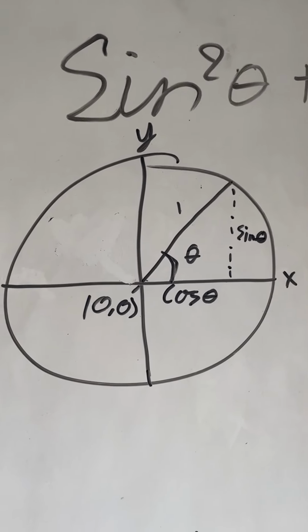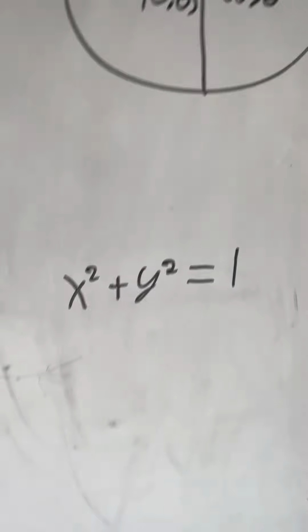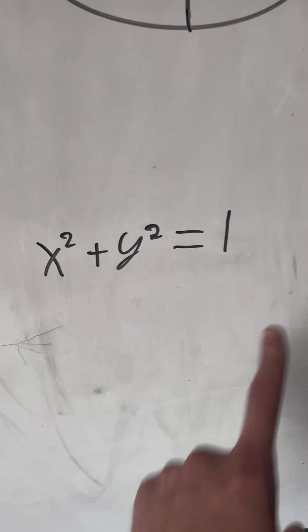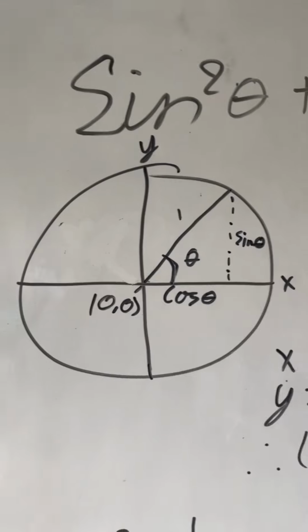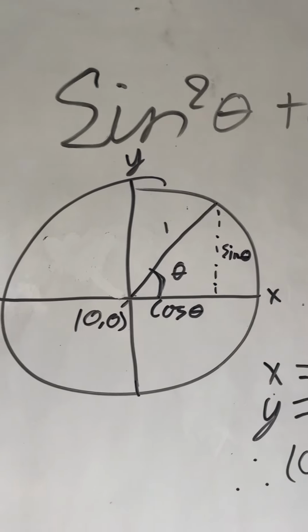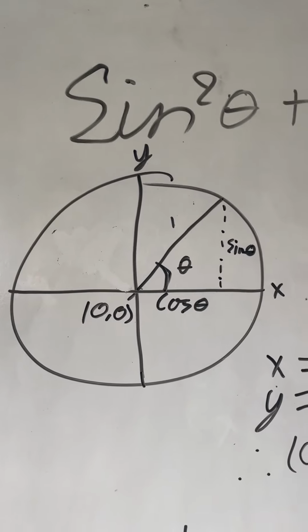We know that the radius is 1, so if you think back to GCSE maths, the equation of this circle will be x squared plus y squared is equal to 1, which is the radius squared. 1 times 1 is still just 1. We can quite clearly see that the x component of this circle is equal to cosine of theta, and the y component is equal to sine of theta.